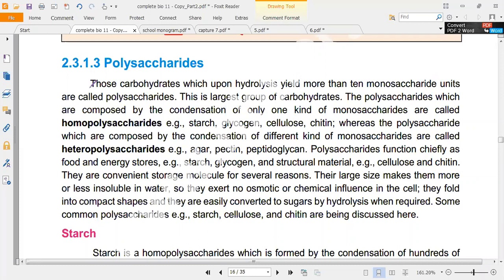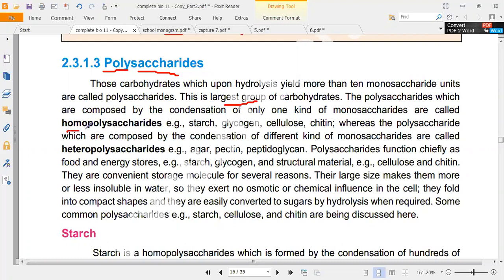So in polysaccharides, poly means more, saccharides means carbohydrates, the long molecule in which many carbohydrate units are combined, making the bond by a condensation process, that is polysaccharide. Polysaccharide is the largest group of carbohydrates, and that is of two types.